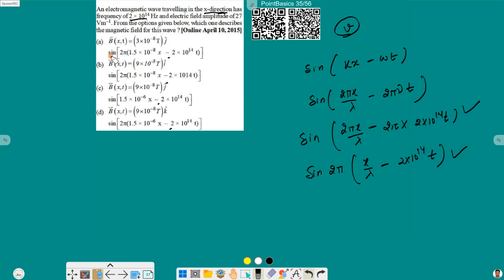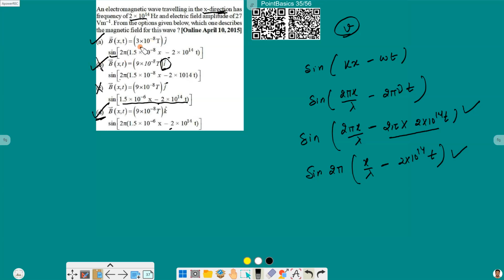Now if we look at option A, this is in the second form, so it can be right. Option B is also in the second form, so it can be right. Option C is in the first form, and here it should be in this form, and 2 pi is missing, so option C is rejected. Now from this, option D can also be right. Further, let's check another thing. As mentioned, the wave is traveling along the x direction, so the magnetic field cannot be along the x direction, and here the magnetic field is along the x direction. So option B is also rejected from this criterion.